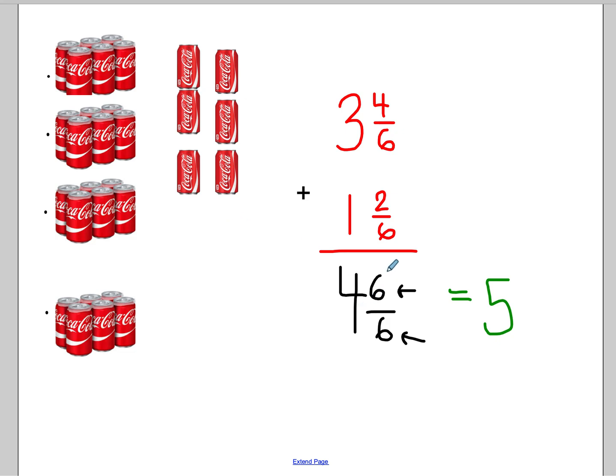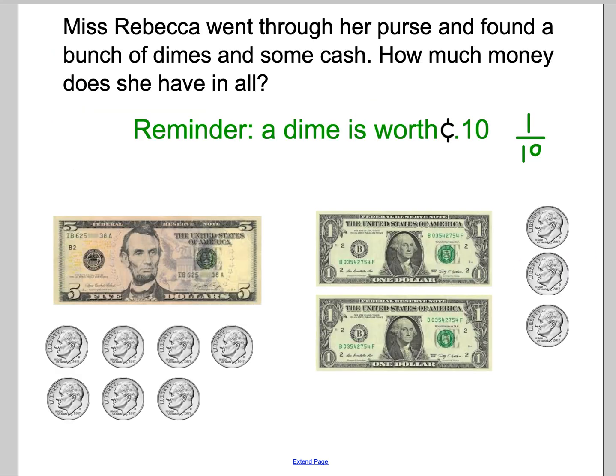So boys and girls, it's just important to know that when our numerator and denominator are equal, that means we have an extra whole set of something, whether it's cans or dollar bills.